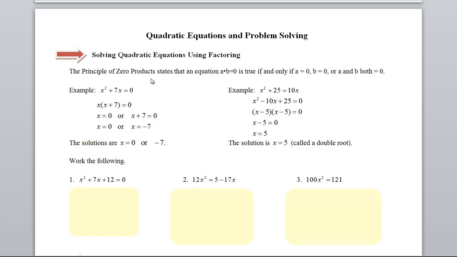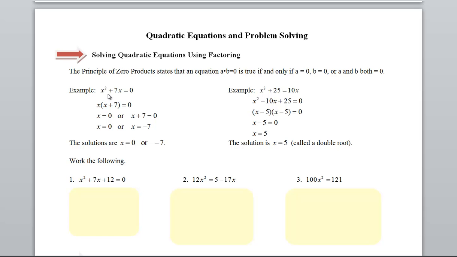Now the principle of zero products states that an equation a times b is equal to 0 is true if and only if a is 0, b is 0, or a and b both are 0. So this means I have got to get factors, which leads me into my next example.